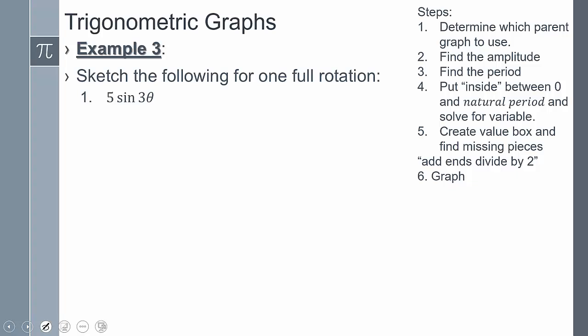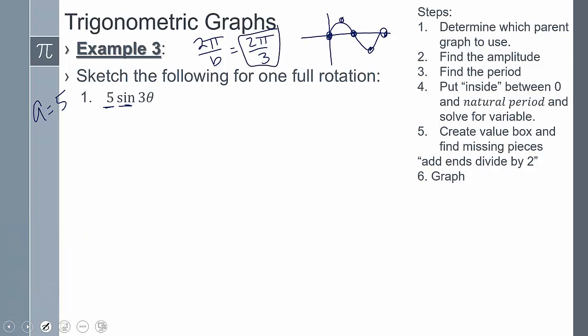Well, the first thing we need to look at is going to be the amplitude. I'm just going to note that to myself. My amplitude is 5. I need to know what my parent graph is. It says sine. So my sine parent graph, I'm just going to note that to myself. Starts here, goes up, crosses, goes below, crosses. That's what my parent graph looks like. I can find my period, 2 pi over b, so that's going to be 2 pi over 3. So my period is 2 pi over 3.